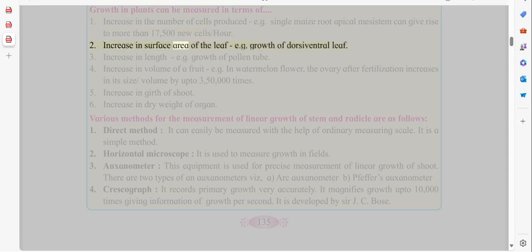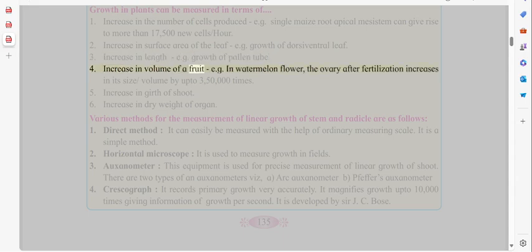2. Increase in surface area of the leaf, e.g. growth of a dorsiventral leaf. 3. Increase in length, e.g. growth of pollen tube. 4. Increase in volume of a fruit, e.g. in a watermelon flower, the ovary after fertilization increases in its size or volume by up to 350,000 times. 5. Increase in girth of shoot. 6. Increase in dry weight of organ.